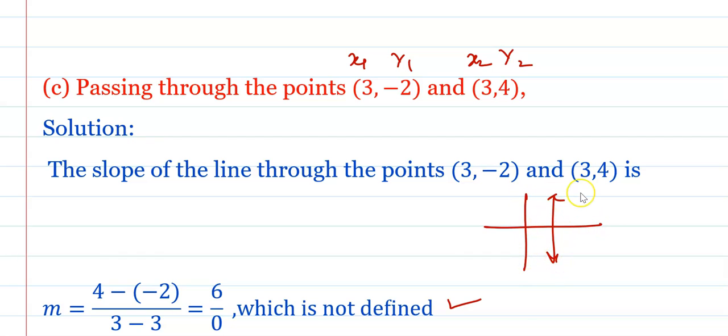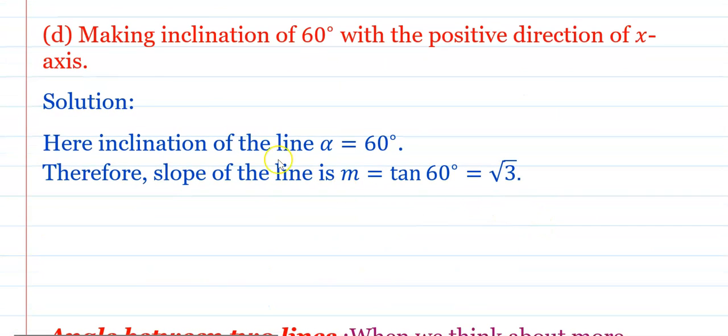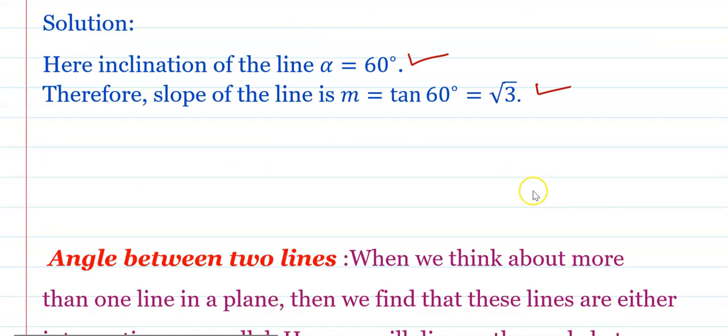It may be like this. Okay, now the next problem. Making the inclination of 60 degrees with the positive direction of the x-axis. Very simple. We can find the tan ratio of 60 degrees. Here the inclination of the line is 60 degrees, and therefore the slope of the line m equals tan 60, and the value of tan 60 is root 3. Therefore the slope of the line is root 3.